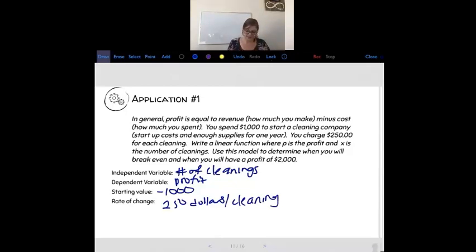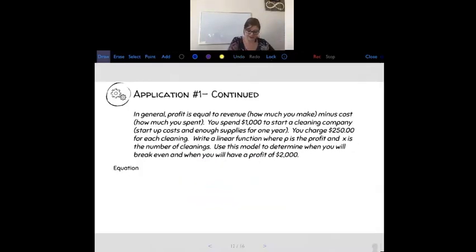Okay, so for this example, when we write the equation, our profit is equal to how much we make times the number of cleanings minus $1,000. So we eventually have to recover that cost, that $1,000 that we invested at the beginning, in order to turn a profit. So let's answer a couple questions. When will you break even? Break even means that you haven't earned money yet, but you're not in the negative anymore. So break even occurs when your profit is equal to 0.